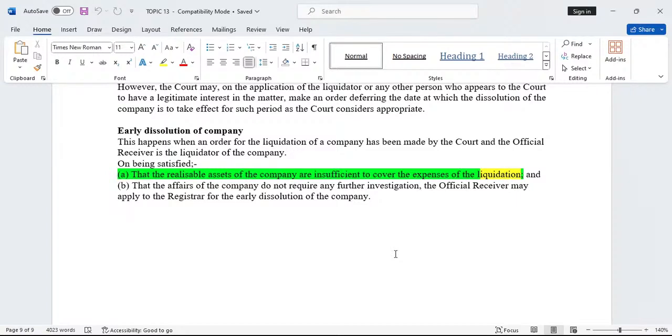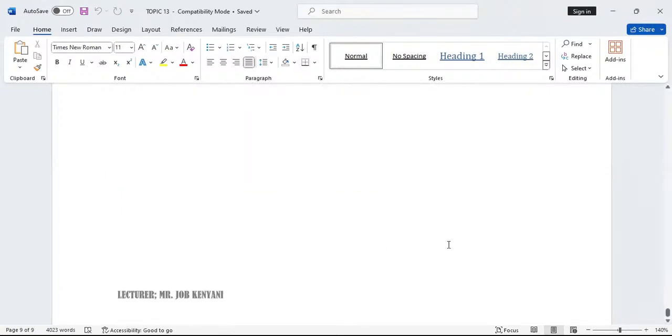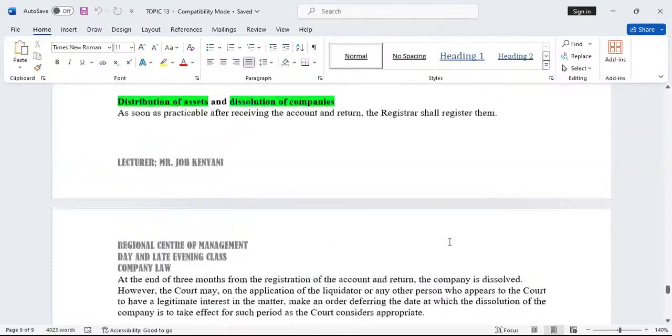So there's no essence of having to go into those long, tedious processes, but there can be an early dissolution of the company. So that's what can end up leading to what we call early dissolution of the company. So ideally that marks the end of this topic, receivership and early liquidation.